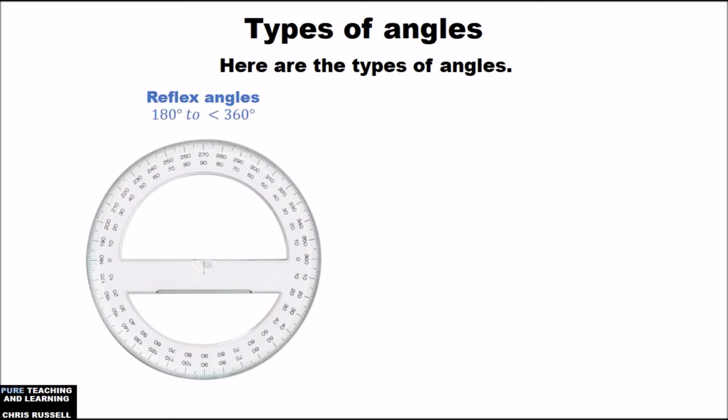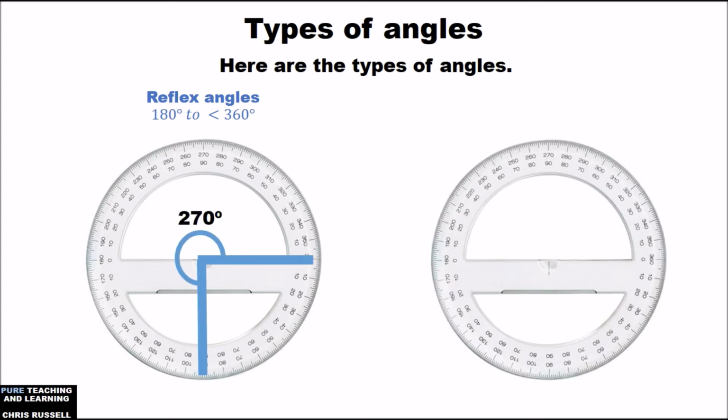We also have reflex angles, which are between 180 degrees and 360 degrees. And we also have revolutions, which are 360 degrees. In other words, they go right around.